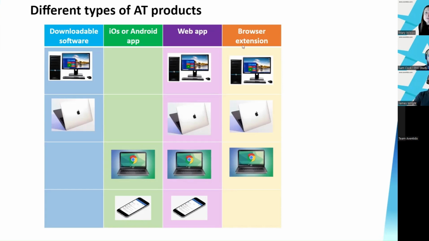And then we have browser extensions, which can be used on Windows, MacBooks and Chromebooks. You can't download browser extensions onto your phone or tablet. It's just the way the technology works. You just can't do that with phones and tablets. Right, any questions about that so far?